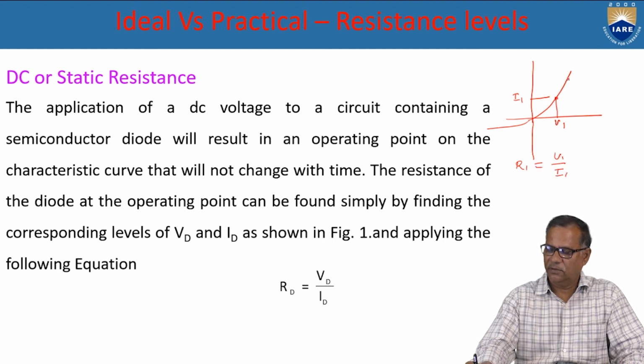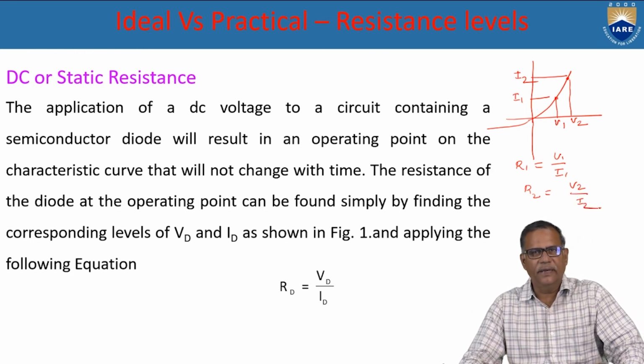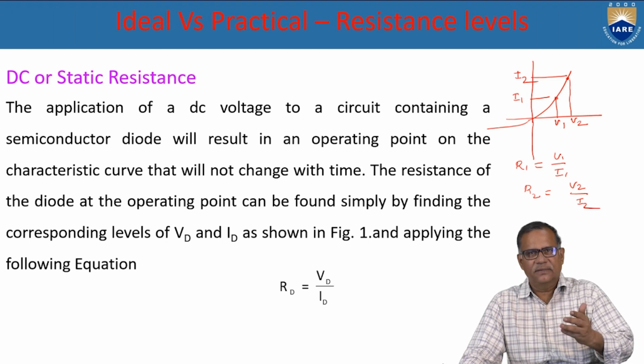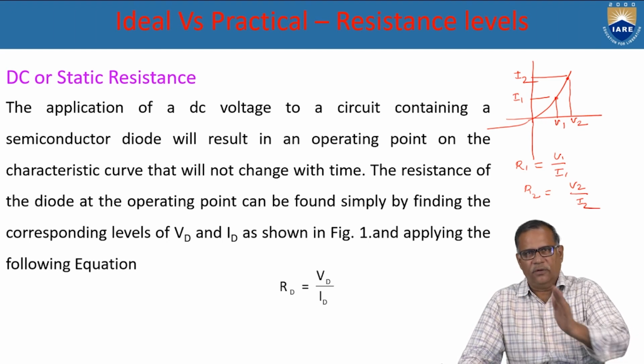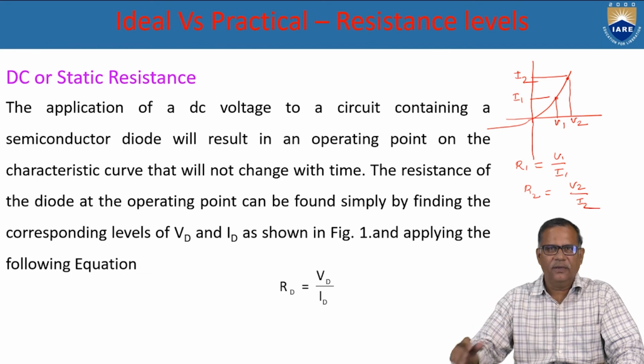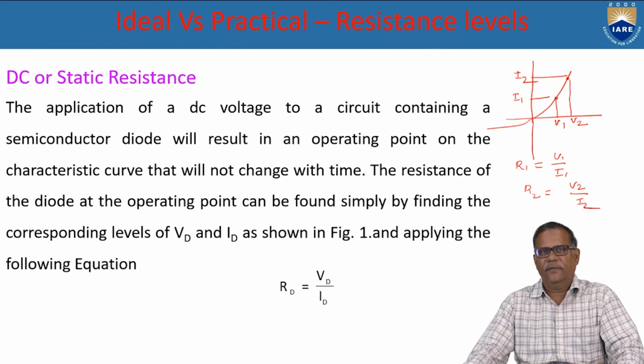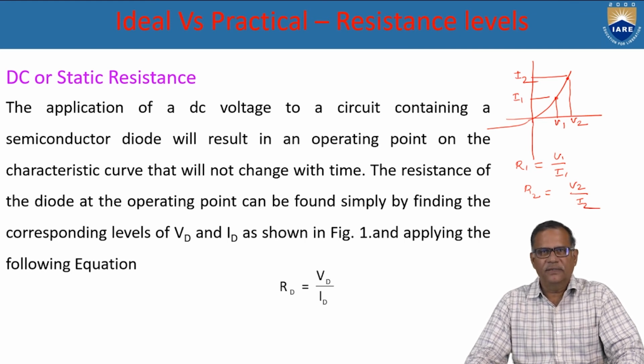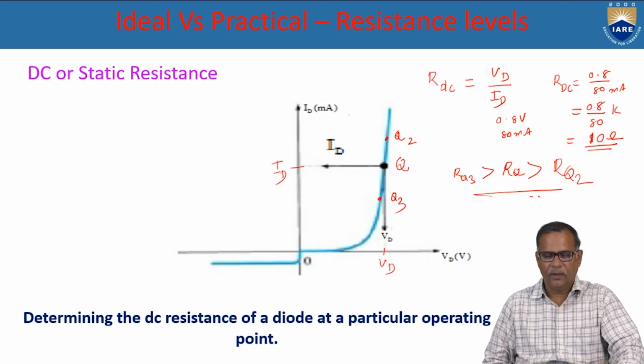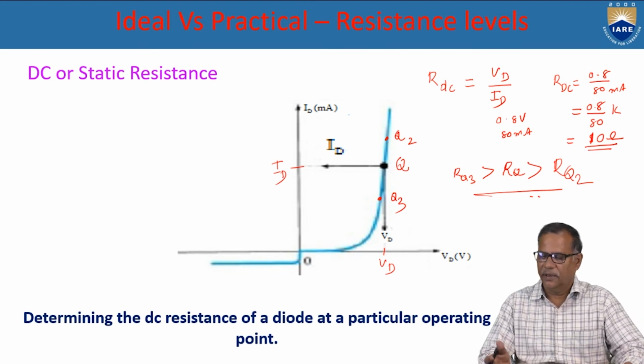And let us say you want to find out the DC resistance at this point, then you take the value of voltage V2 and the corresponding value of current I2. So R2 is equal to V2 by I2. So as the curve is not linear, the DC resistance varies as we travel through the characteristic curve. So different points on the characteristic curve give different values of DC resistance, as depicted here.